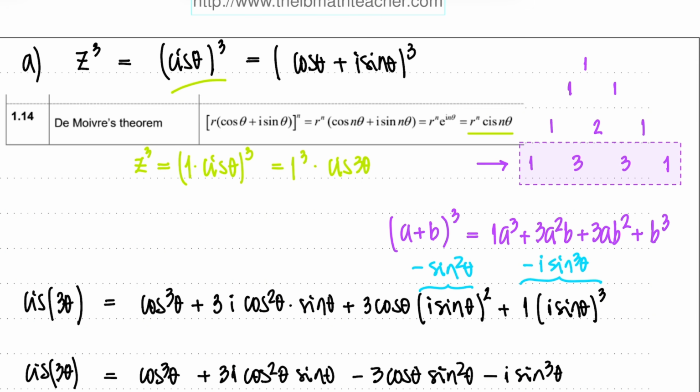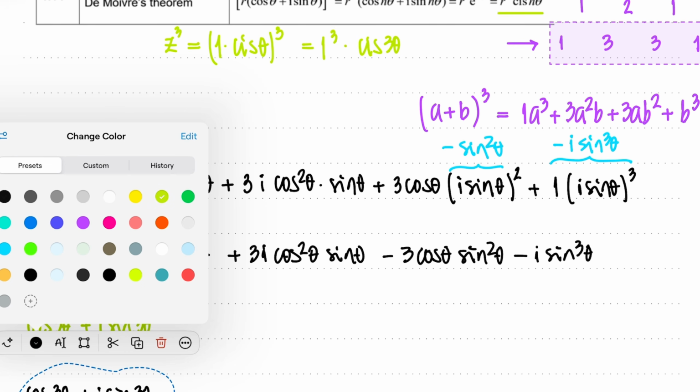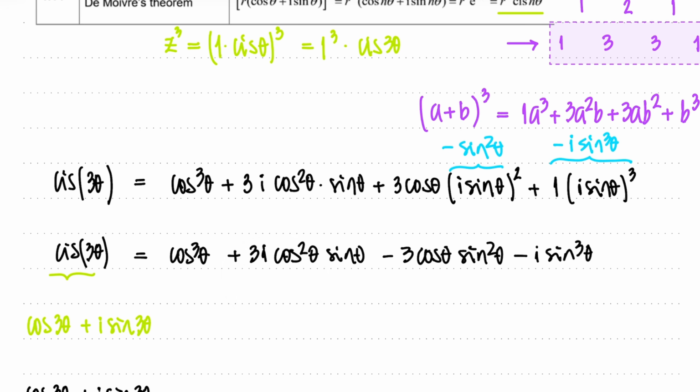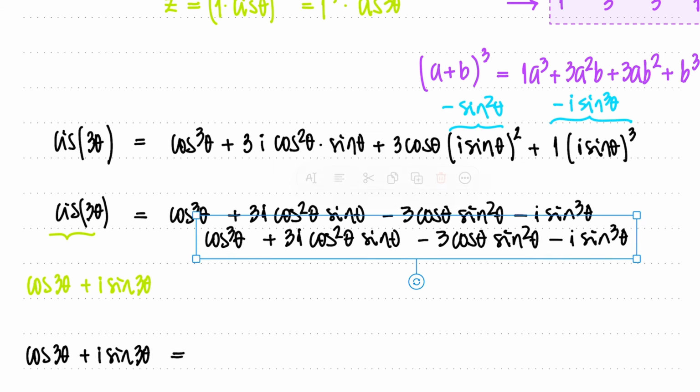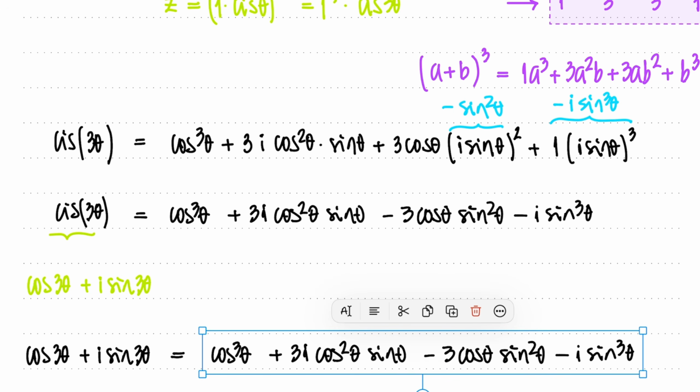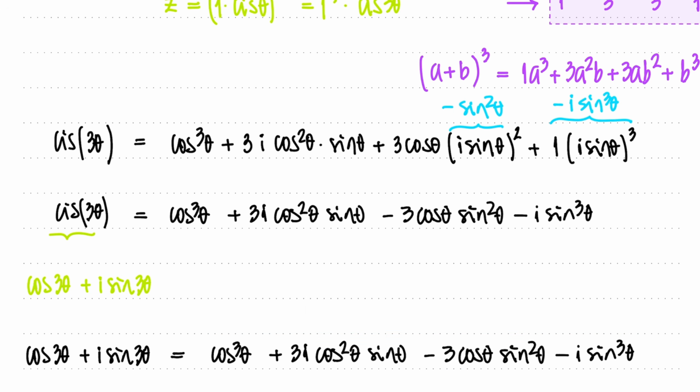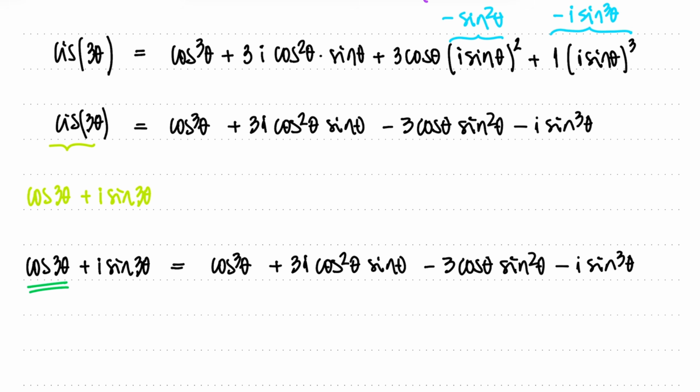Now this, right here on the left-hand side, can be rewritten as cosine of 3 theta, given its new argument, plus i sine of 3 theta. Therefore, cos of 3 theta plus i sine of 3 theta is equal to what we got from before, cos cubed plus 3i cos squared sine minus 3, and so on and so forth. Knowing that for this equation to be true, the real part of the left-hand side has to be equal to the real part of the right-hand side, and the same thing needs to happen with the imaginary one. Therefore, cos of 3 theta has to be equal to cos cubed minus 3 cos theta sine squared, which are the real parts of the right-hand side.